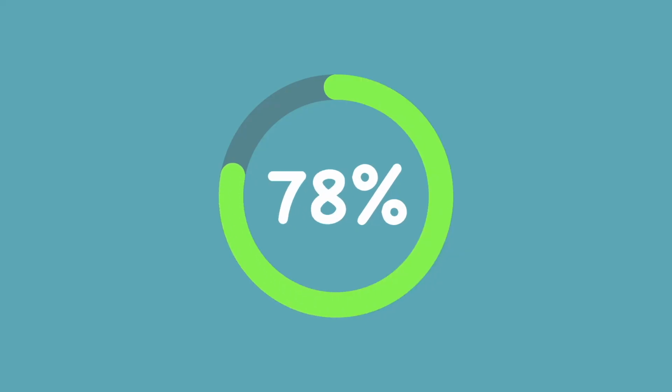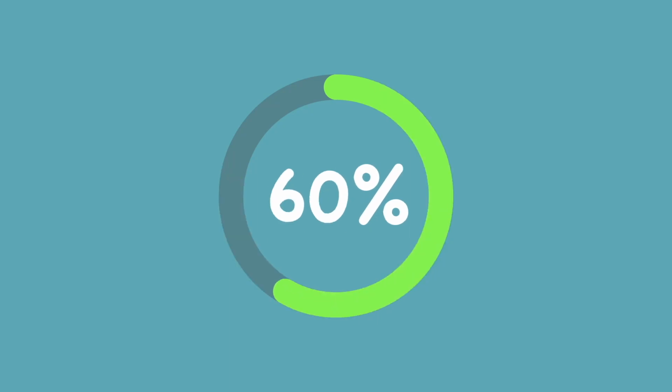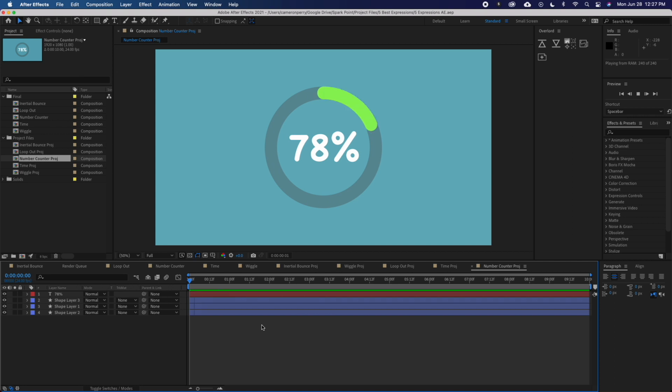Next up, we've got our number counter expression. I found this expression especially helpful for data visualization. As an example, I've got this simple data visualization that animates on now, but you can see that my number is still static. I want my number to count from 0 to 78% as this line is animating on around it.